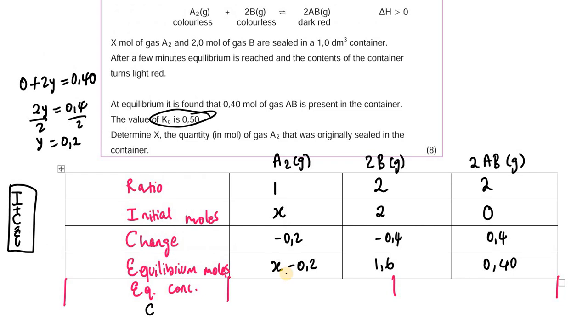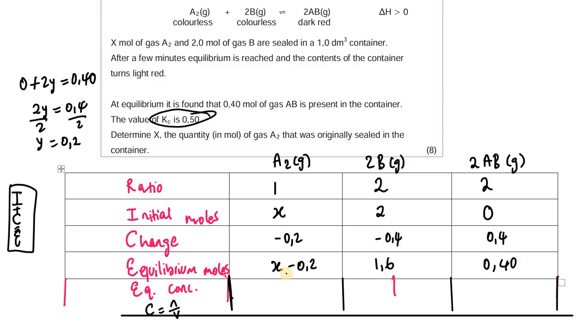Concentration, remember guys, we use C equals n over V. Let me just fix my columns here and have this line there. Alright, so let's also remove this. So now, how do you calculate concentration, guys? You simply say the number of moles over the volume. The number of moles here is 0.4. Then you divide by the volume. You're given that it's a 1 decimeter cubed container, so you divide by 1. Here you also divide by 1, and here you also divide by 1.